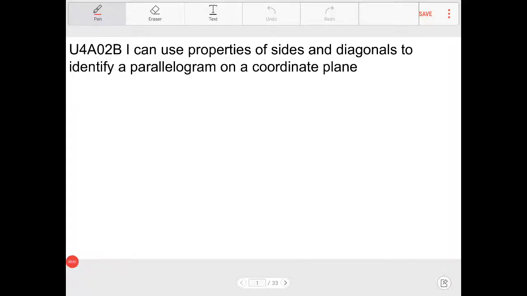Hello students, this is lesson U4A02b. By the end of the lesson, you should be able to say, I can use properties of sides and diagonals to identify a parallelogram on a coordinate plane.